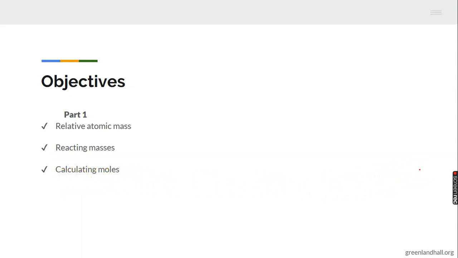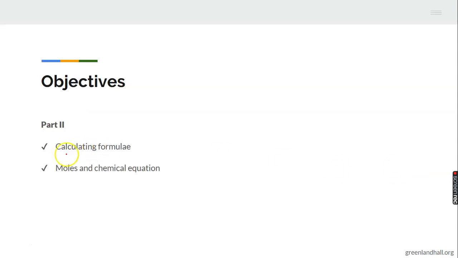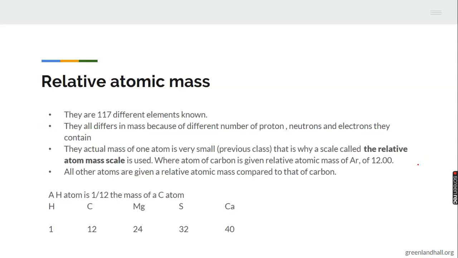So this is week 2. The second class has to do with calculating formulae, as well as moles and chemical equations. Those are the things we are going to be looking at in the coming class. So to start with the part 1 class, we look at the relative atomic mass.